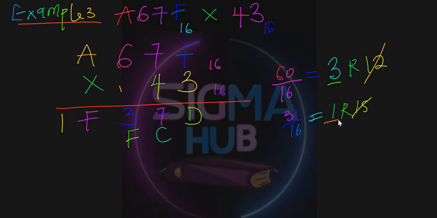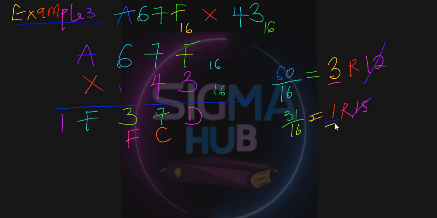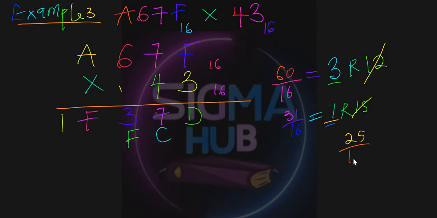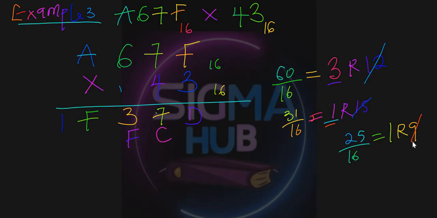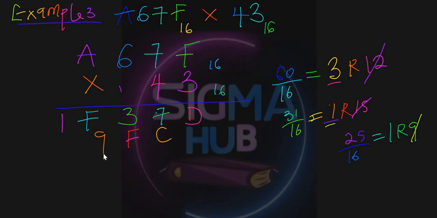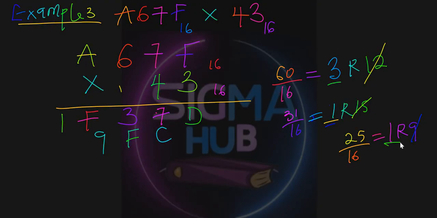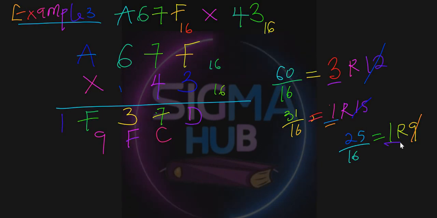Then I will have 1. So 4 times 6 is 24. 24 plus 1, that's 25. When I divide 25 by 16, it is going to be 1 remainder 9. Of course, I'm going to be writing the remainder, which is 9. And I will keep 1. Then 4 times A. A is 10. So 4 times 10 is 40 plus 1. That's 41.